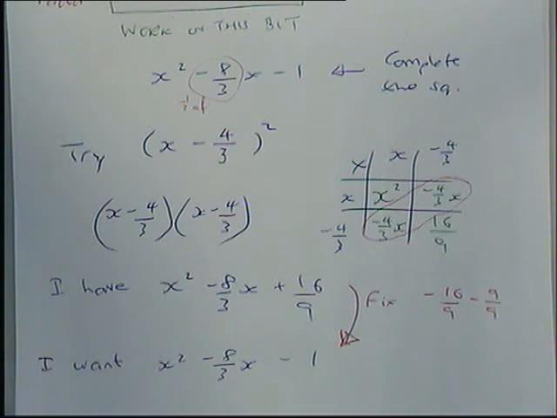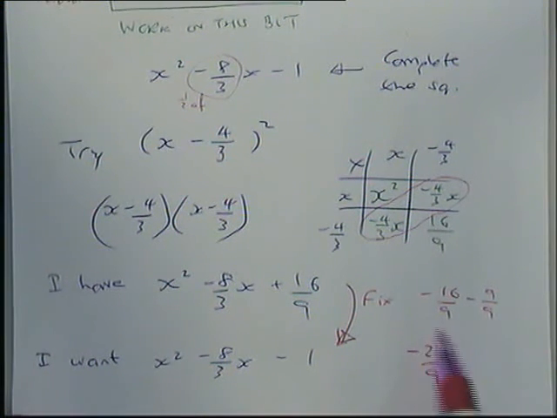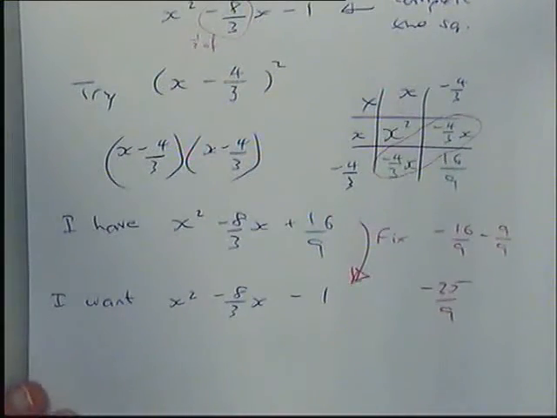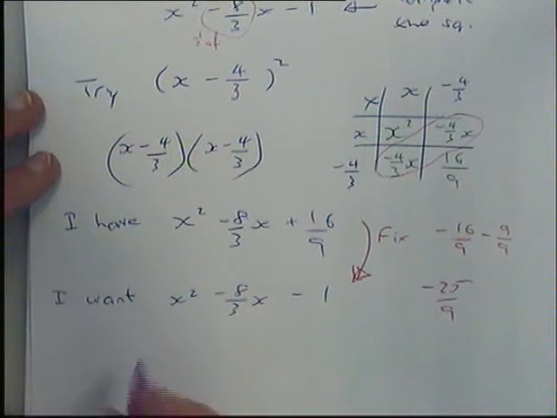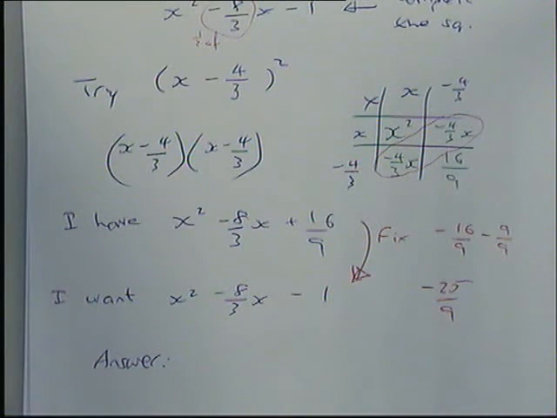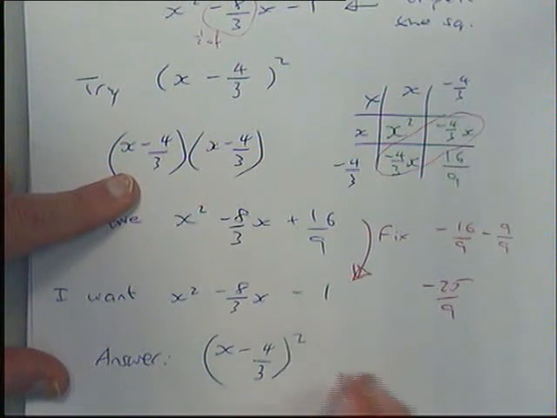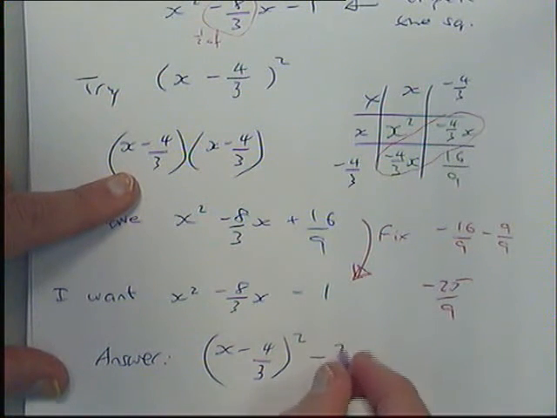So altogether, I'm going to have minus 25. Yeah, you've gone the wrong way, okay? Minus 25/9 is my fix. That's the answer to that sum. Minus 16 minus 9 is minus 27. Sorry, minus 25. You've got me doing it now. Minus 25/9. So that means that my answer to this bit of the question I'm working on at the moment is what I tried with this fix stuck on the end.